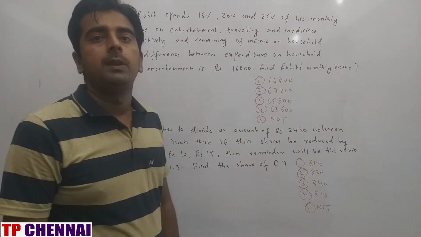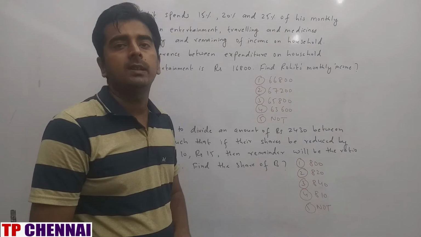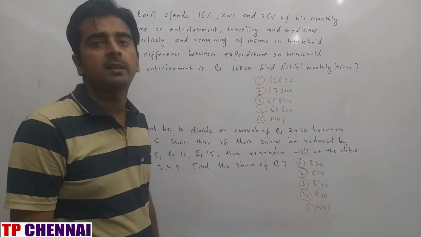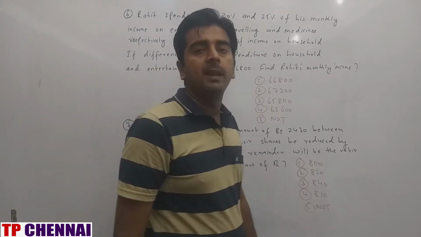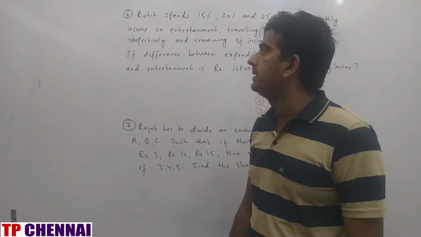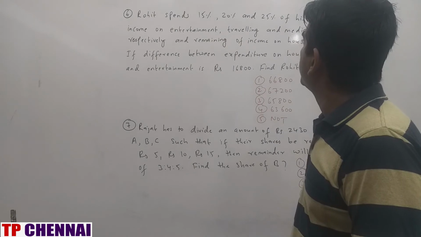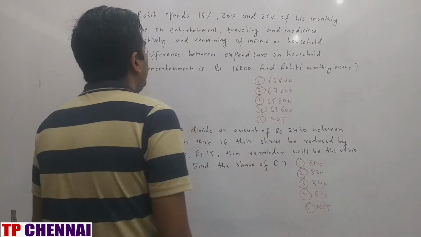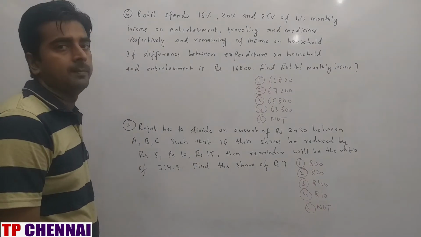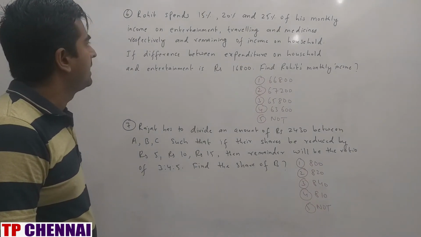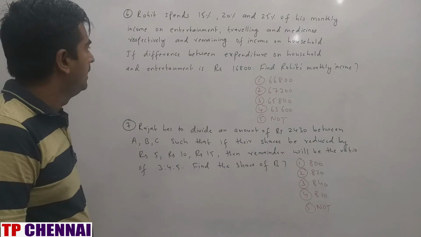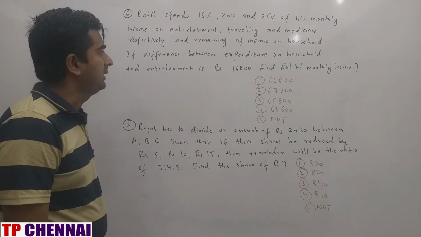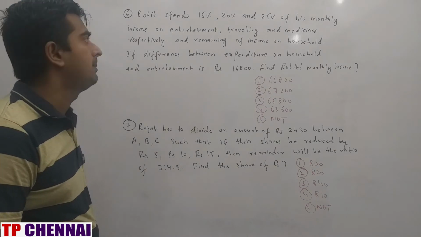So I hope you are clear with all 5 data sufficiency questions and you got some idea also of how to solve them. Now we will see 3 questions from arithmetic which they asked in the SBI Clerical Mains Level Examination last year. Rohit spent 15%, 20% and 25% of his monthly income on entertainment, traveling and medicine respectively, and the remaining income on household. If the difference between the expenditure on household and entertainment is rupees 16,800, find Rohit's monthly income.